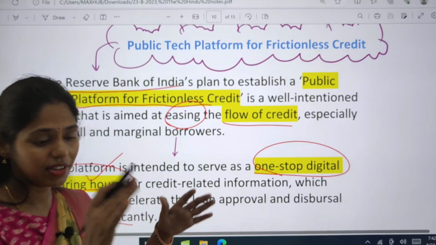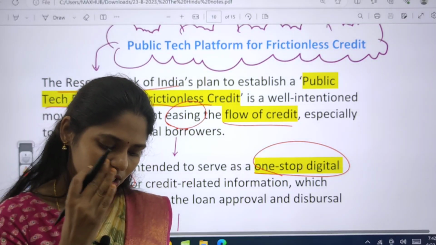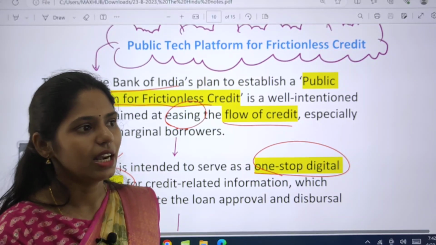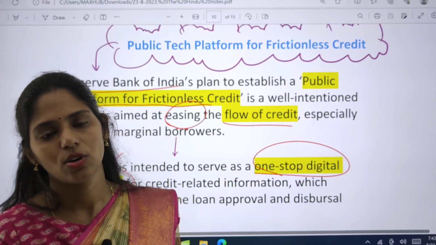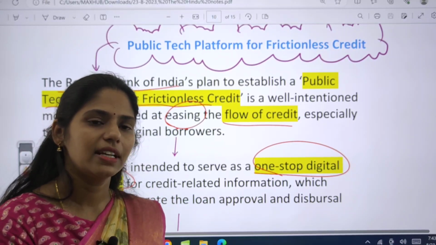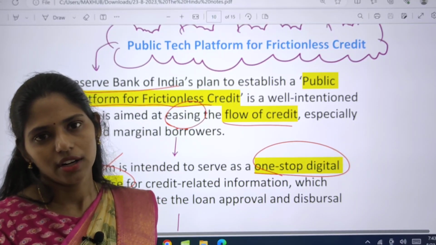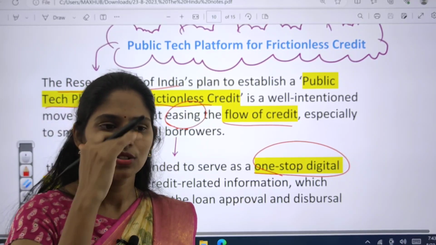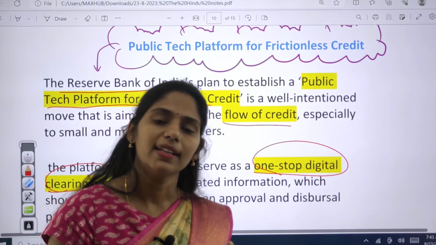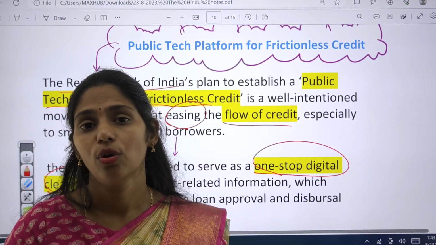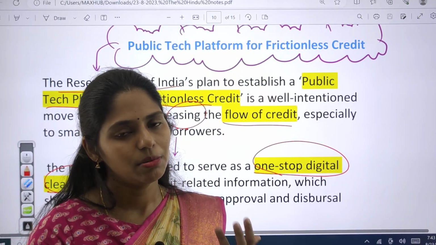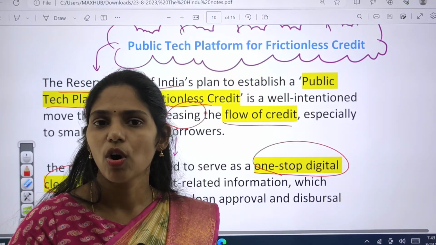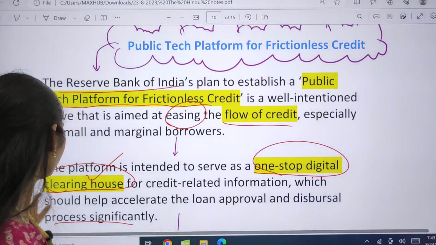That means if you have a one-stop solution showing what the data is, whether that person is maintaining enough balance or not, or if there are any negatives, they have to be displayed there. So that there will be fast disbursal of loans, and it will be very helpful for small scale borrowers.